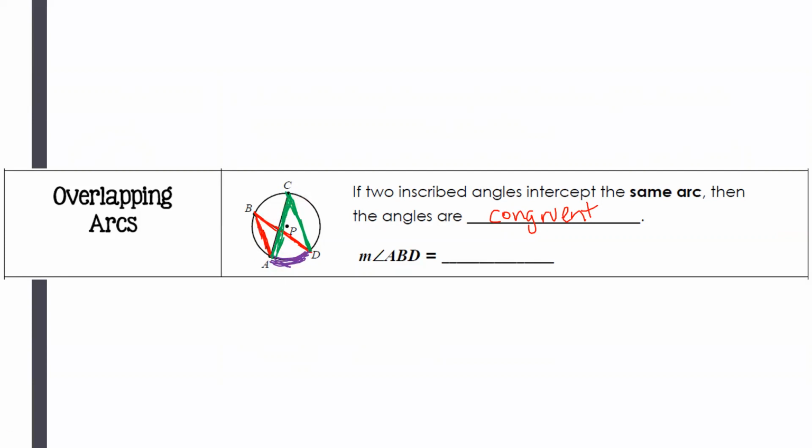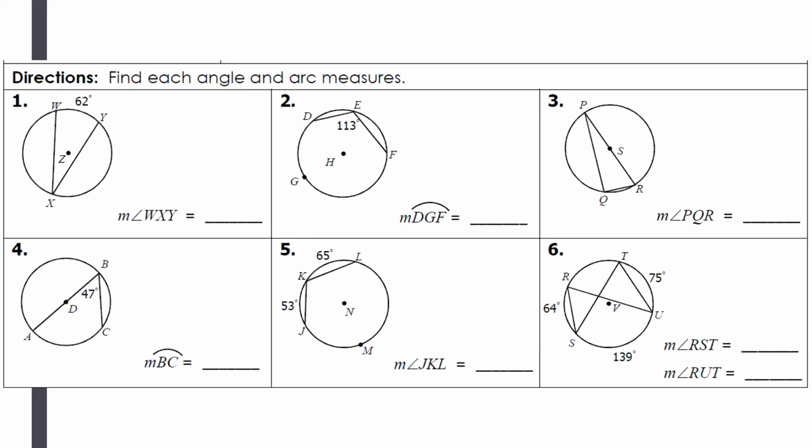So we can say that the measure of angle ABD has to be equal to the measure of angle ACD. And each of those angles, they're going to be half the measure of arc AD, since they are inscribed angles intercepting arc AD. So using that idea, we can solve these problems involving our inscribed angle.